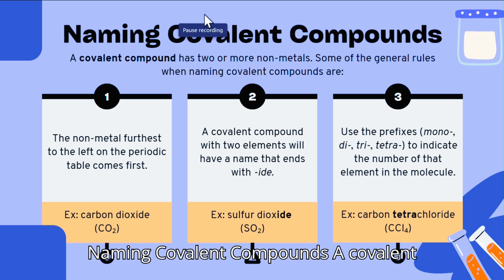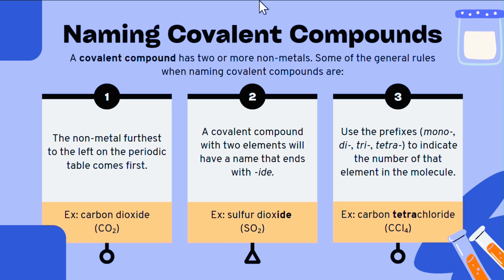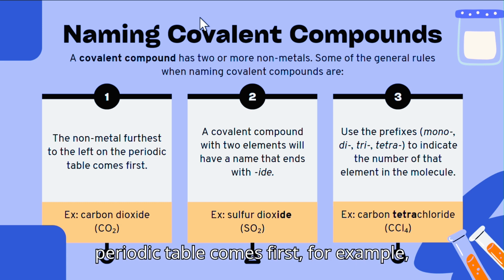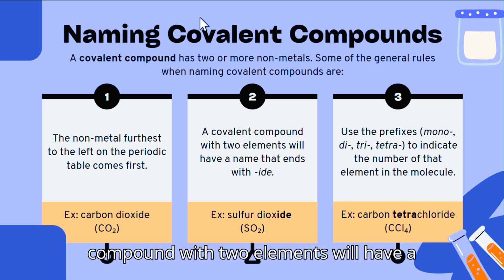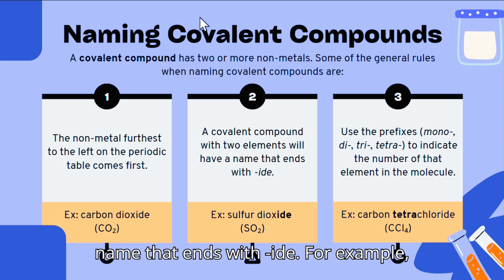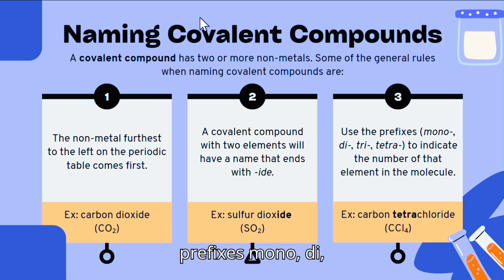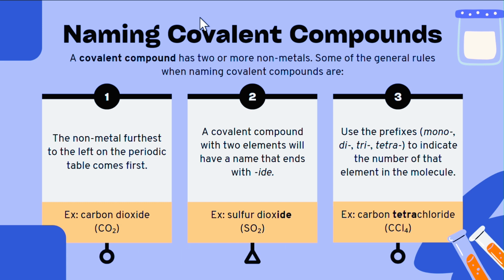Naming covalent compounds. A covalent compound has two or more nonmetals. Some of the general rules when naming covalent compounds are: firstly, the nonmetal further to the left of the periodic table comes first. For example, carbon dioxide. Second, a covalent compound with two elements will have a name that ends with "ide". For example, sulfur dioxide SO2. Thirdly, use the prefixes mono, di, tri, tetra to indicate the number of that element in the molecule. For example, carbon tetrachloride, whose chemical formula is CCl4.